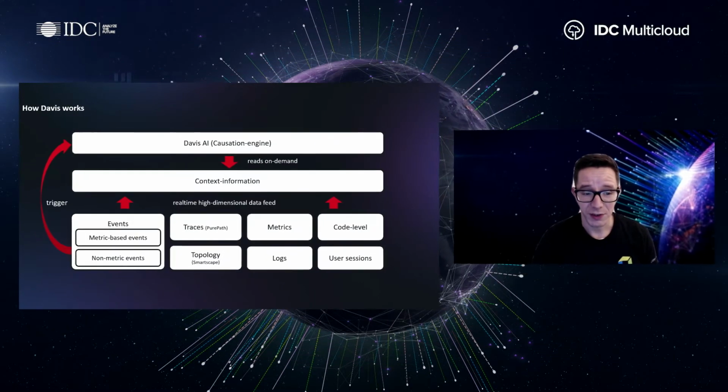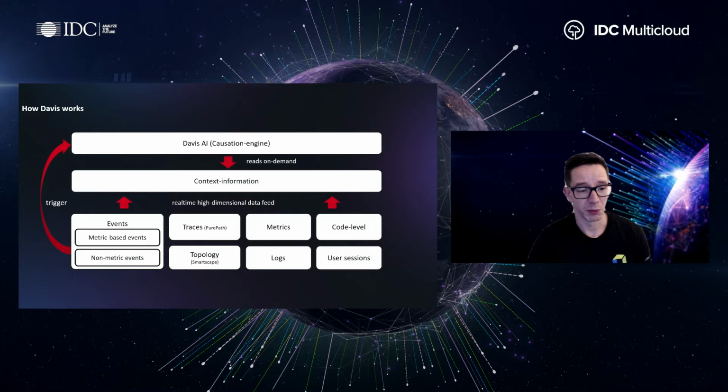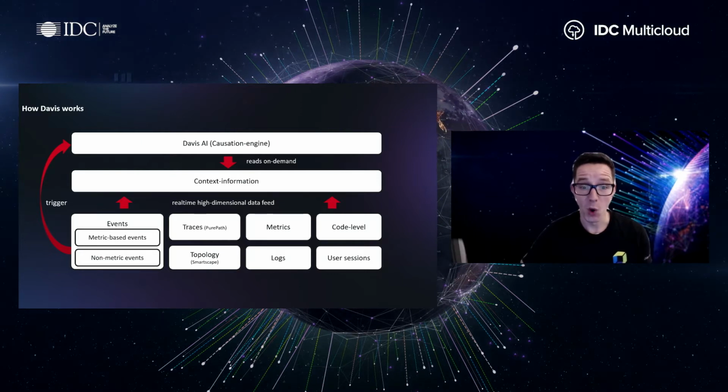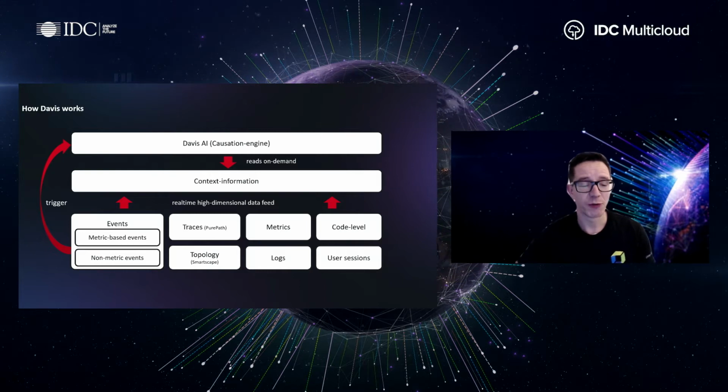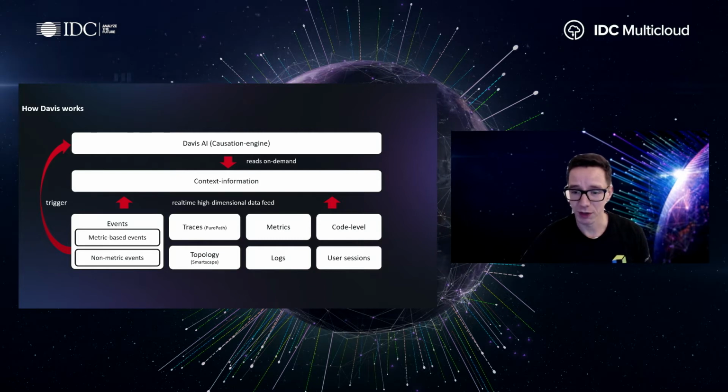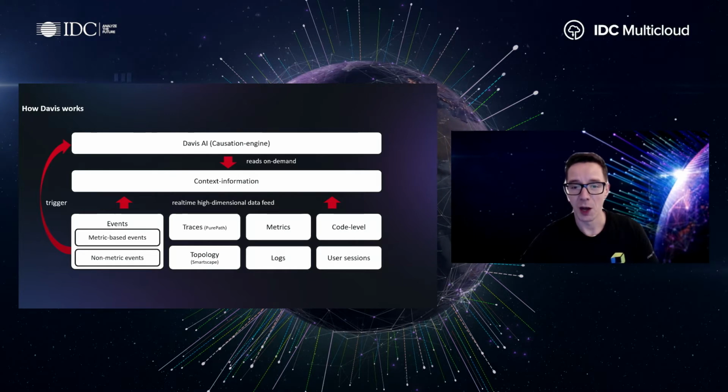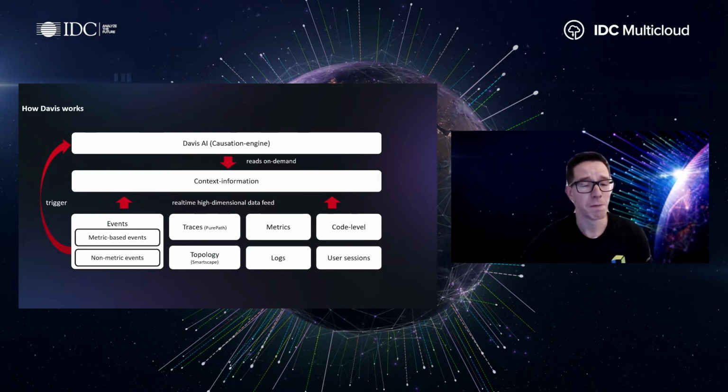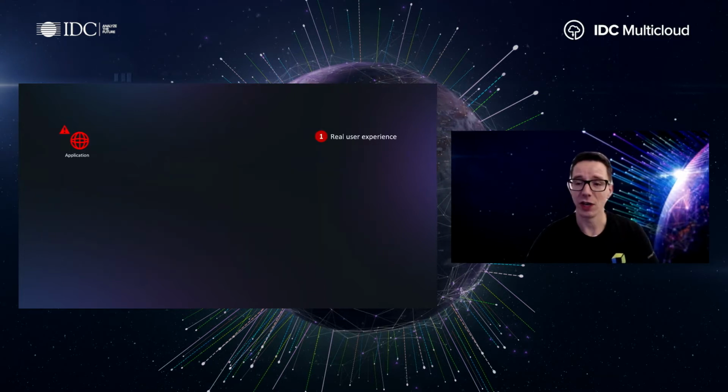So when Davis finds out that there is a problem because of a metric-based or a non-metric-based event, it gets fed into its causation engine, and that engine will go and fetch more information, more context from the additional sources that it has at its disposal. So when a transaction slows down, we actually know all the components that are part of the transaction, which method level detail is part of that transaction, which users are using that transaction, which log files, all of that information comes together.